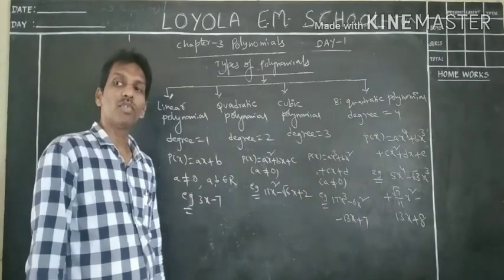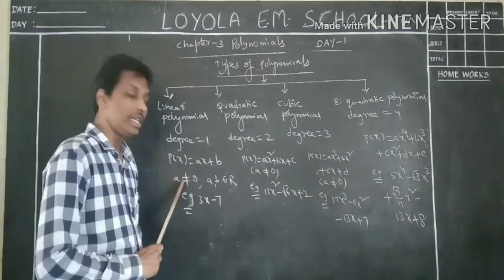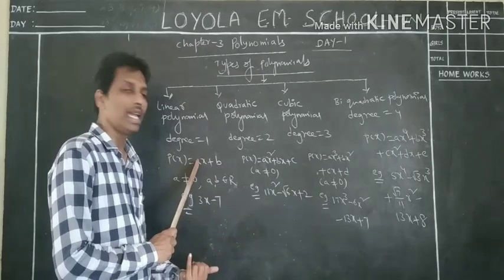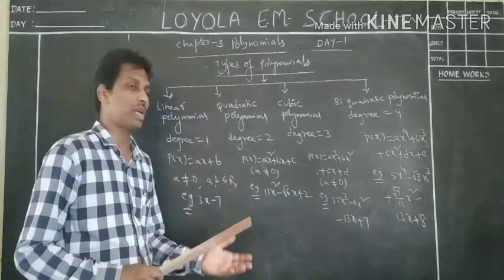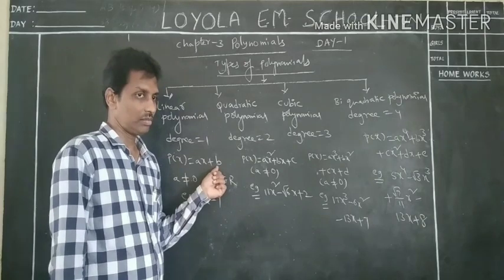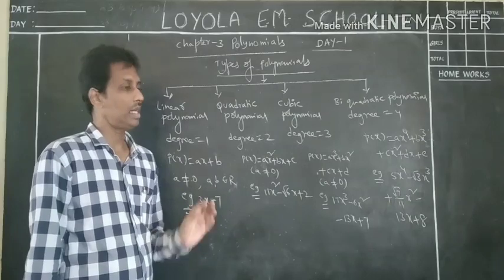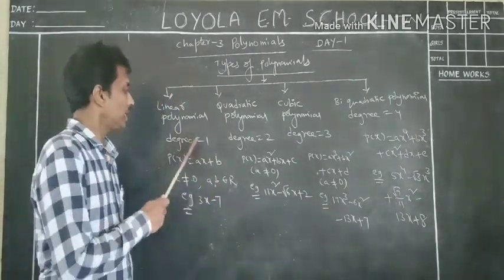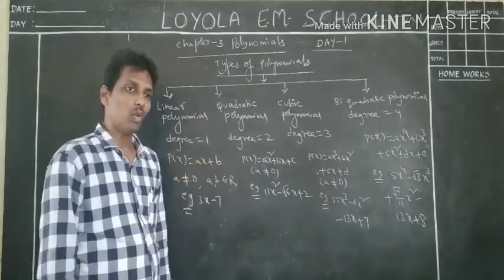What is the general form of linear polynomial? P of x is equal to ax plus b, where a is not equal to 0. Why? Because here you will see, if we substitute 0 instead of a, this entire product, the ax product, becomes 0. Now here only the constant will be left. Then that is the example for a constant polynomial. That does not come under a linear polynomial, because a polynomial is said to be a linear polynomial, its degree must be 1.